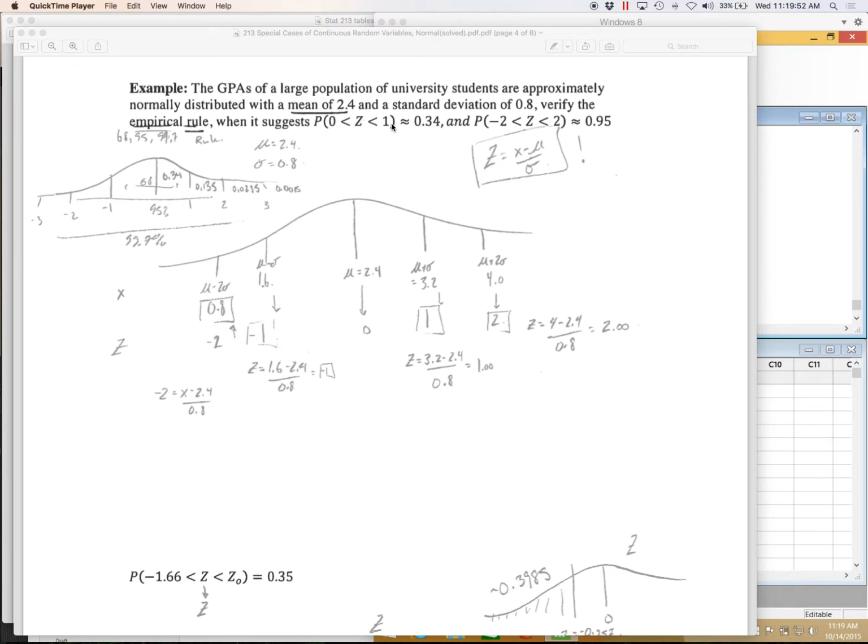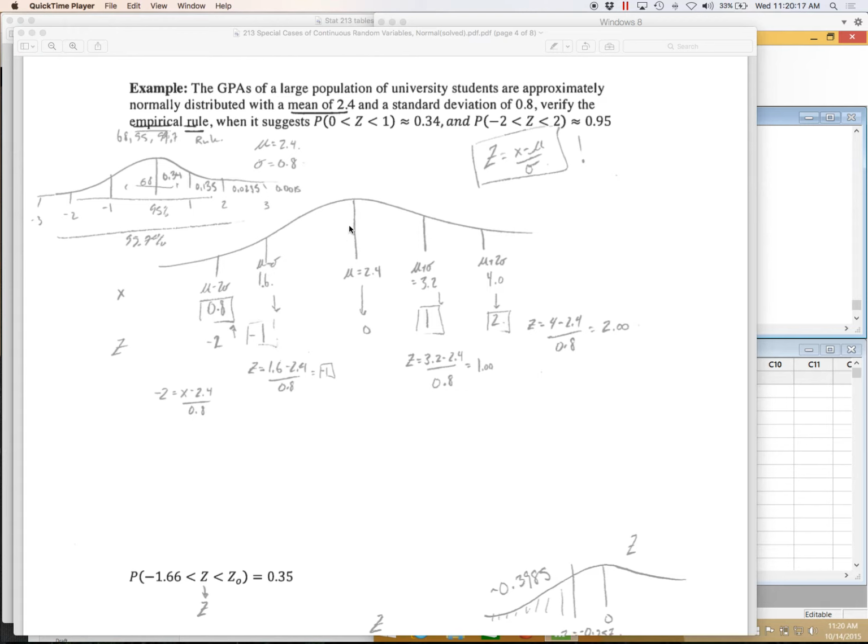So here, let's see some things. Let's see that the area between 0 and 1 standard deviation is approximately 34%. And let's see that the area between -2 standard deviations and +2 standard deviations is somewhere around 95%. Okay, so we can do this.